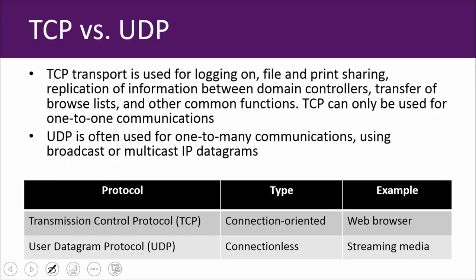All right, so like I mentioned there, if you're web browsing, you're probably going to be using TCP. If you're streaming media, probably going to be using UDP. TCP is only used for one-to-one communication, right? And UDP can often be used for one-to-many communication. So for broadcast or multicast. Broadcast, of course, we covered that.